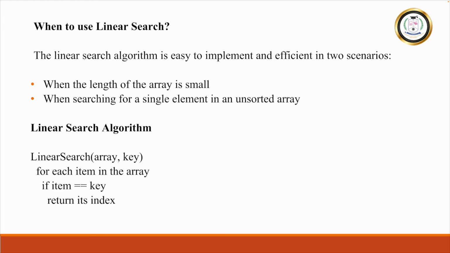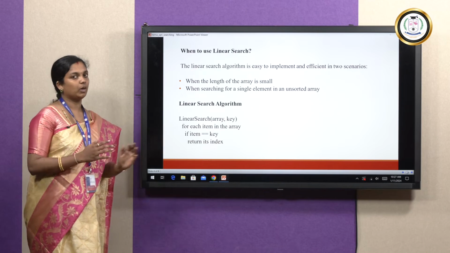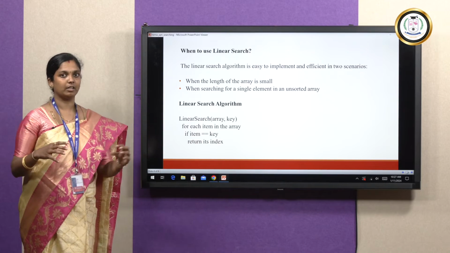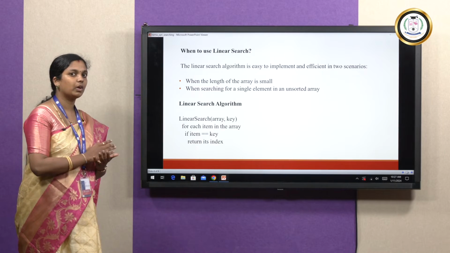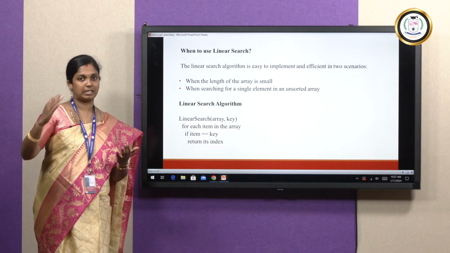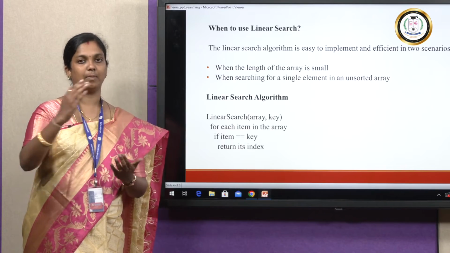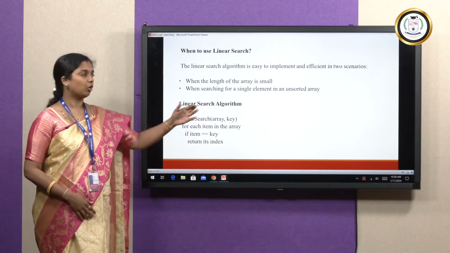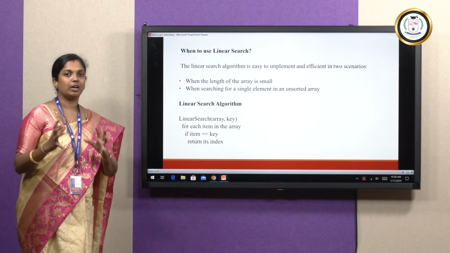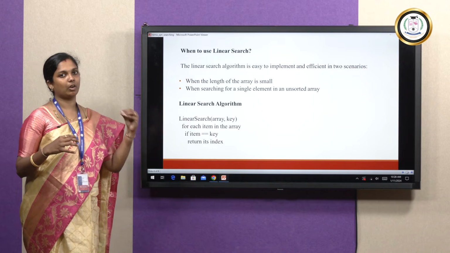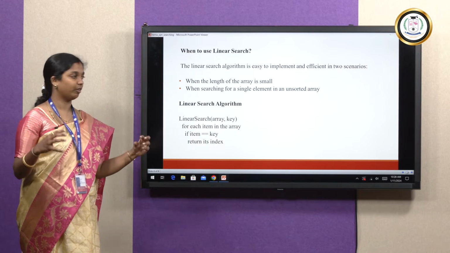Now, when do we use linear search? When the data set is small, it works very well. Or we can use an unsorted array where the searching is very easy, since we search in a sequential manner, traversing each and every element in the array or list. So it works very well for smaller data sets or unsorted arrays, but it takes a lot of time for a larger data set.